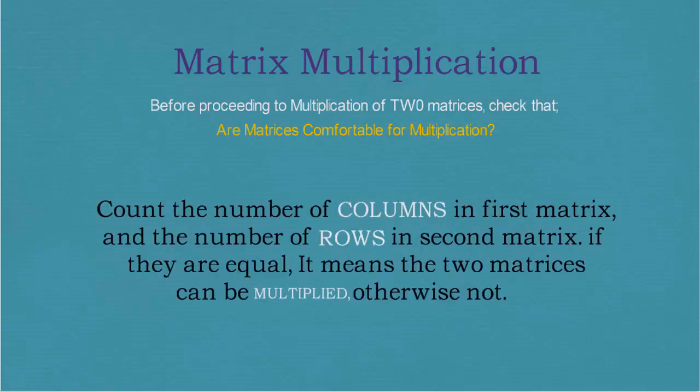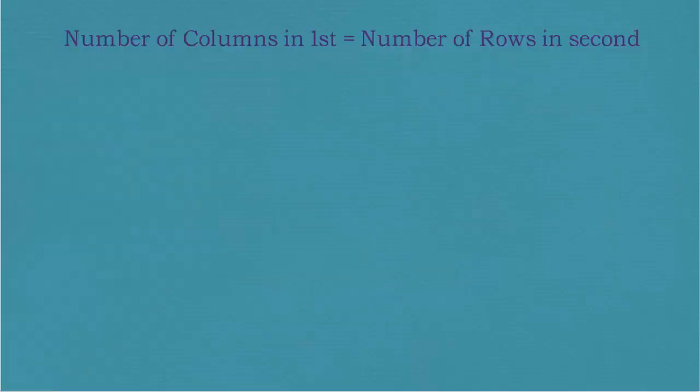So how to make this check? It's very simple. Just count the number of columns in the first matrix and the number of rows in the second matrix. And if they are equal, it means that the two matrices can be multiplied, otherwise not. So let's take an example of how this works. The condition is that the number of columns in the first matrix must be equal to the number of rows in the second matrix. If this condition is satisfied, the multiplication can be performed, otherwise not.